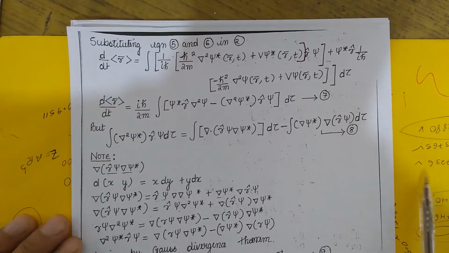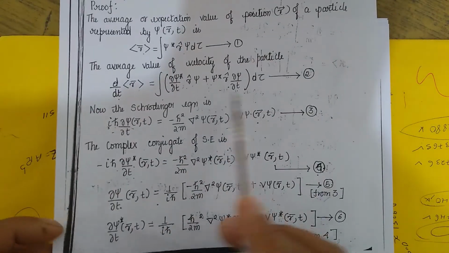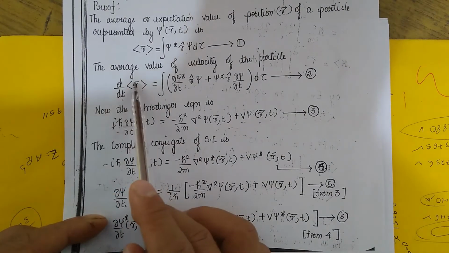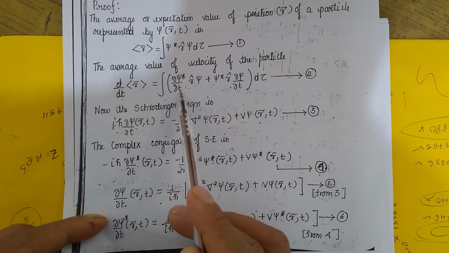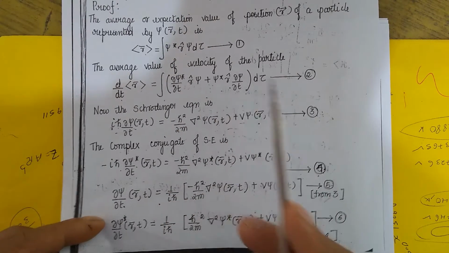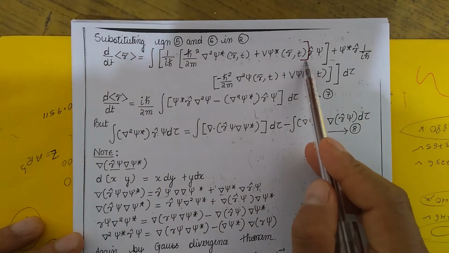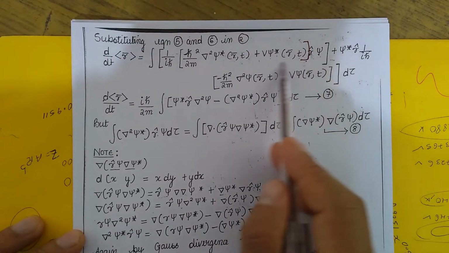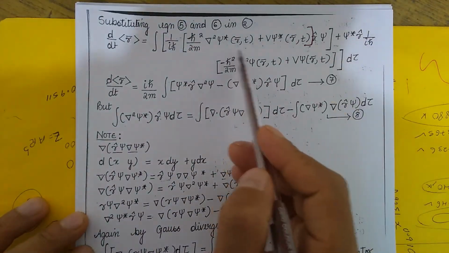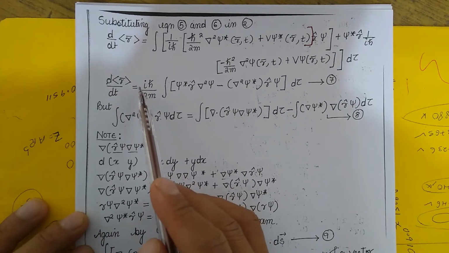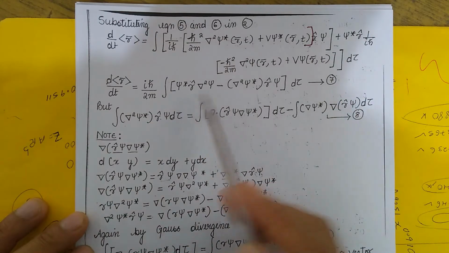Now, if we substitute equations 5 and 6 in 2, we know that this is the equation for your velocity. So in equation 2, if we put the values of del psi star by del t and del psi by del t, then we will get this one. And here, you should put a bracket here. So this r psi belongs to the bracket, alright? And now, if we further simplify this one, we are going to get here iħ/2m, and this is the result that we are going to get from here.